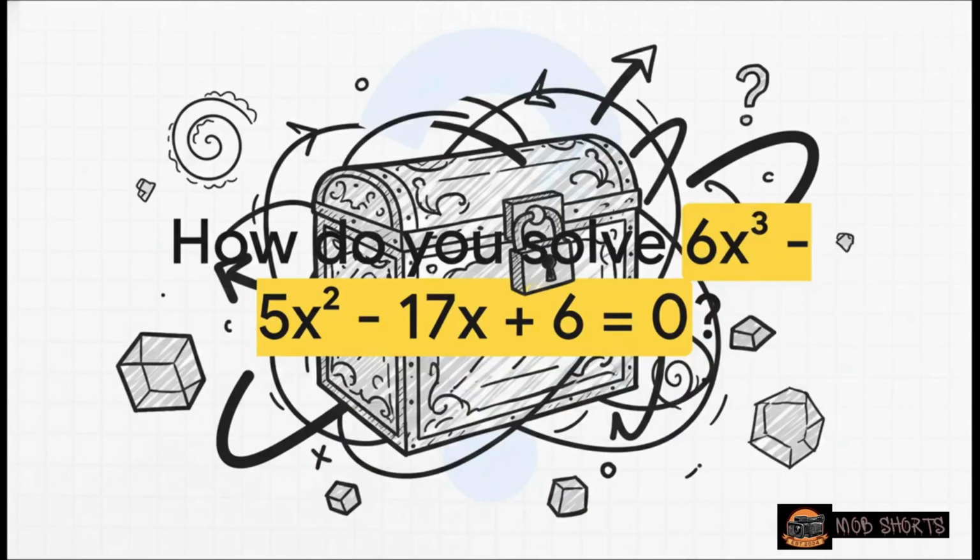So you're staring at something like this. You've got an x cubed and x squared. It's just a lot to look at all at once. The big question is, where on earth do you even begin? It feels like this sealed box with no obvious way in. Well, that is exactly what we're going to figure out together.